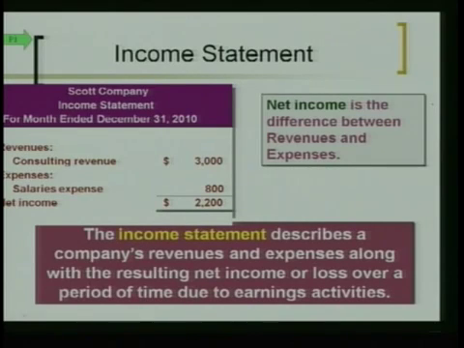Now, can you ever have your expenses for a period of time be greater than your revenues? Yes. What's that called? Not a net income, but a net loss. Net loss, right?